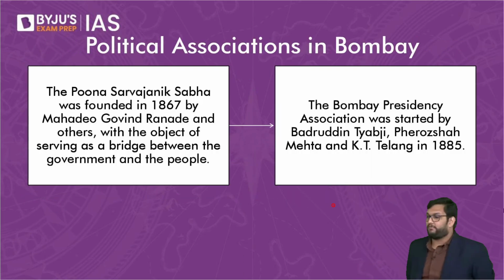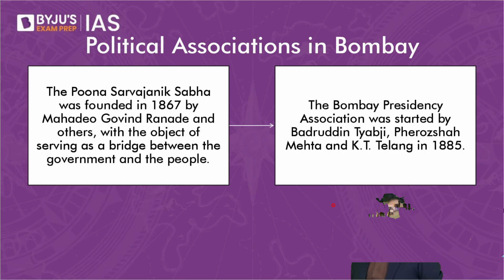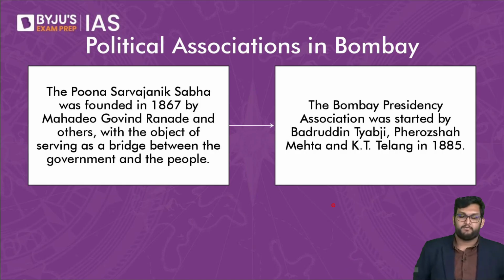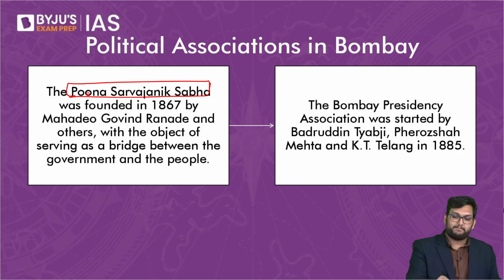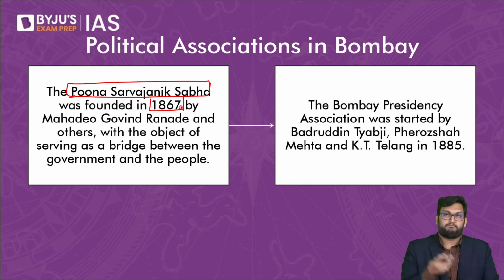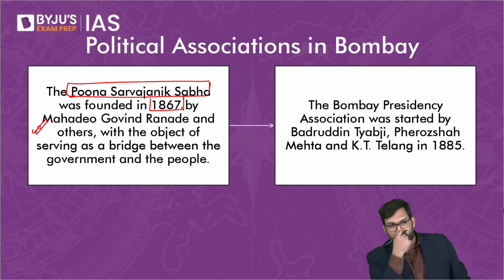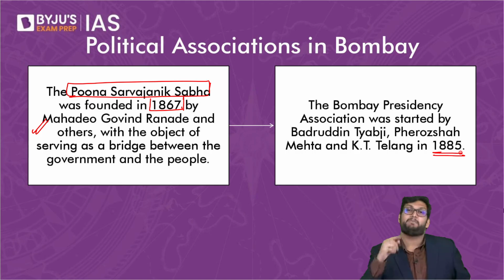Now in Bombay, we have a very interesting and important organization. Don't have to remember the years. We have a very important organization which emerges, which is basically the Pune Sarvajanik Sabha. It will emerge in 1867 and it will be none other than M.G. Ranade, who will create this organization to bridge the gap between the people and the government and ask for things. And by 1885, the same year the INC will be formed.